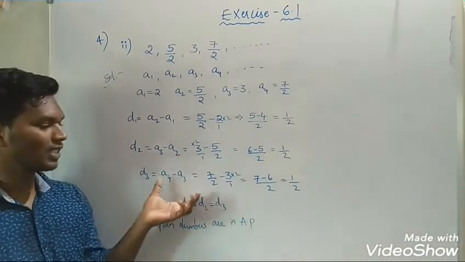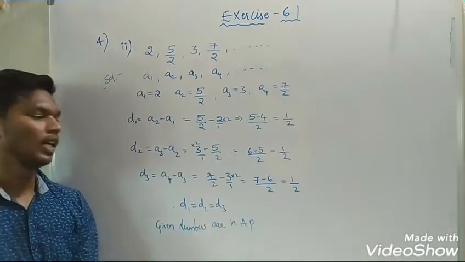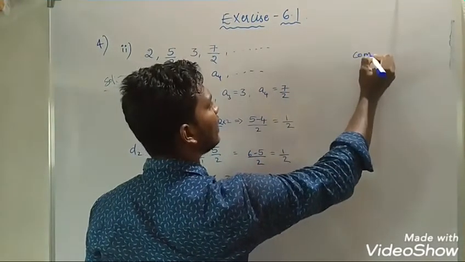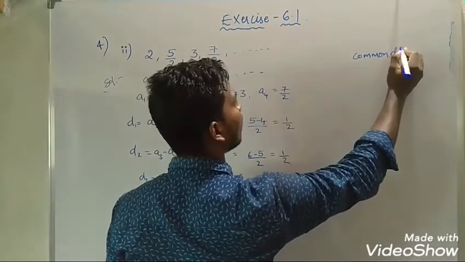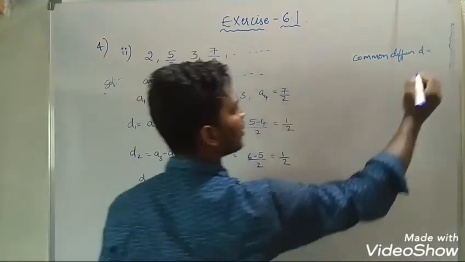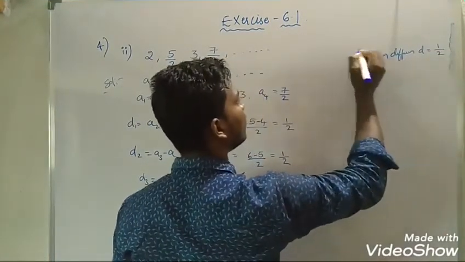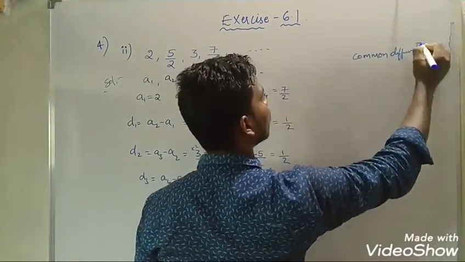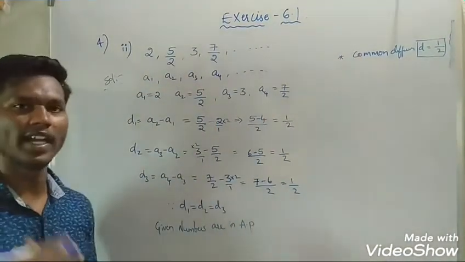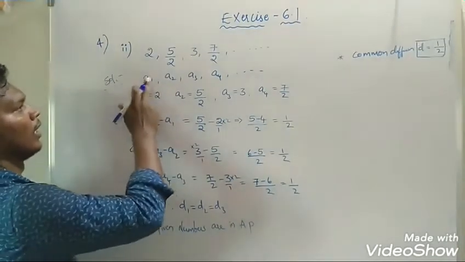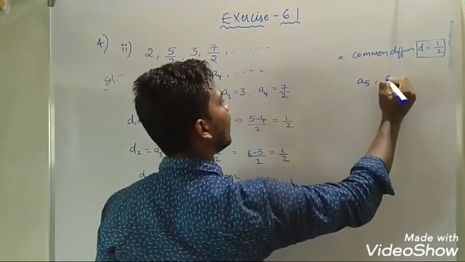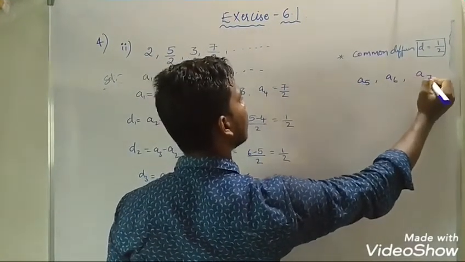So he asked to find if the given numbers are in AP, find the common difference and the next 3 terms, right? So common difference D is equal to what? 1 by 2 friends. So common difference D is equal to 1 by 2. So this is what he has asked. Next, he also asked to find the next 3 terms, right? See friends, up to 4 terms he has given. So our target is to find the 5th term, 6th term and also the 7th term.